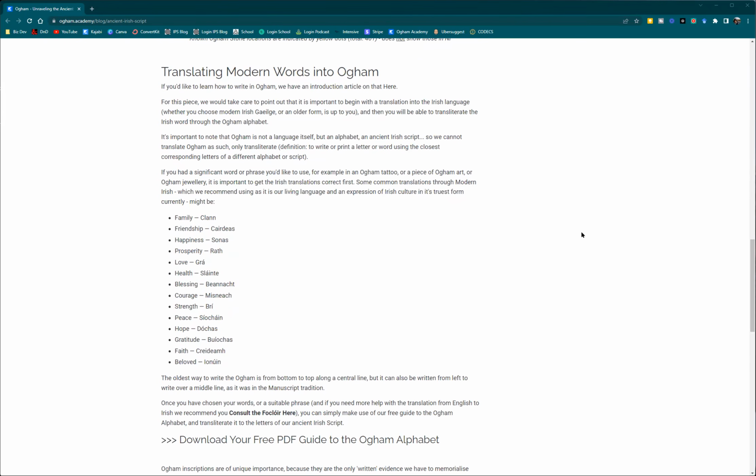Now we will look at translating modern words into Ogham. If you'd like to learn how to write in Ogham, we have an introduction article on that on our blog. I will link that below.